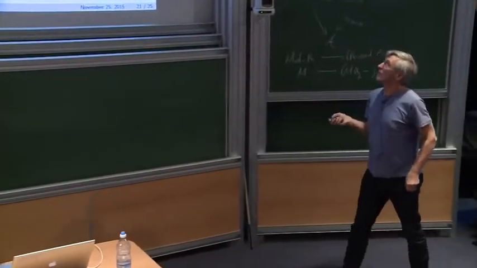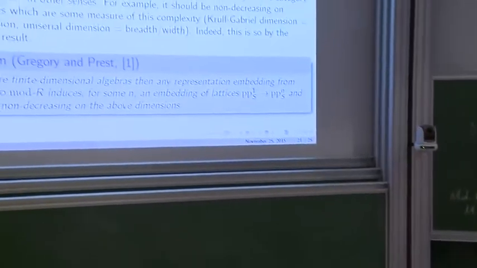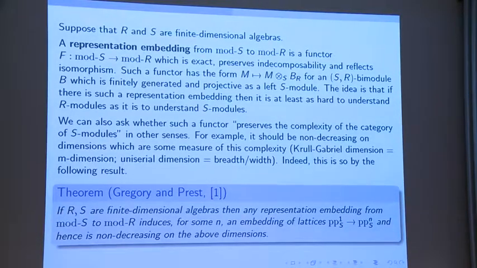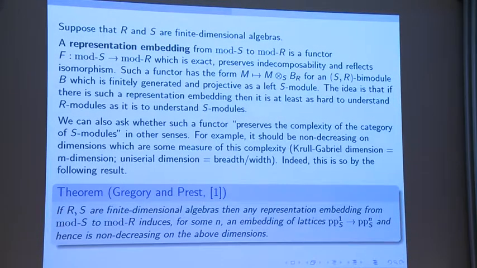Okay, so just to say what that notion of representation embeddings is, how you compare the complexity of one module category with another. If you take two finite dimensional algebras, a representation embedding from the finite dimensional modules over one to those over the other is a functor which is exact, takes exact sequences to exact sequences, preserves indecomposability, and reflects isomorphism. So if the images of two things are isomorphic, they were already isomorphic to begin with. Okay, and such a functor will actually be tensoring with a suitable bimodule, which makes it a bit more explicit.